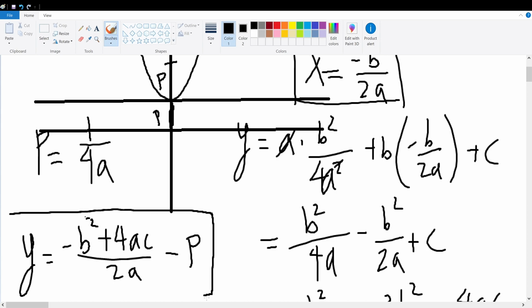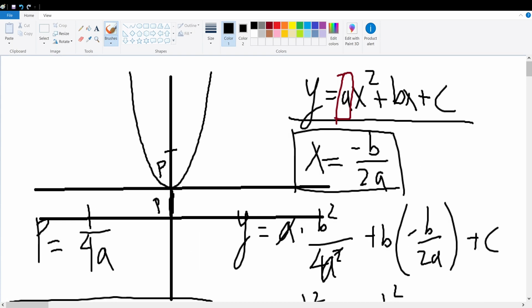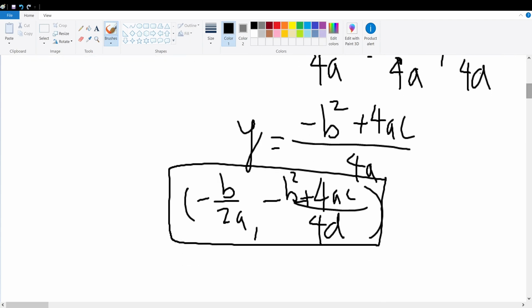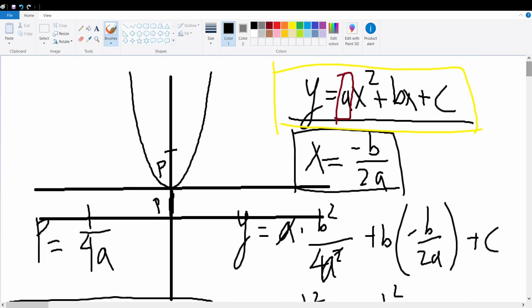And this will be the function for the directrix of a parabola represented by the general function right here, which likewise you can find for the focal point of a parabola by simply adding p to the vertex. This will be the focus point for a parabola, as we know that both the vertex and the focus point of a parabola will always lie on the parabola's axis of symmetry.